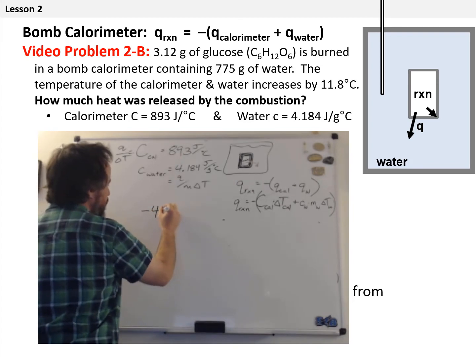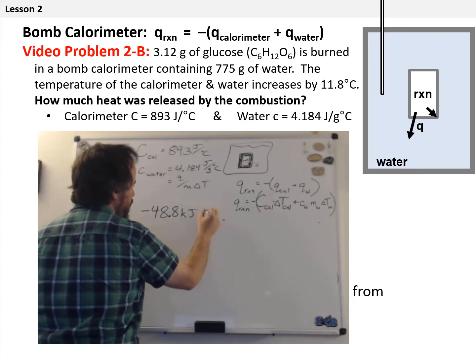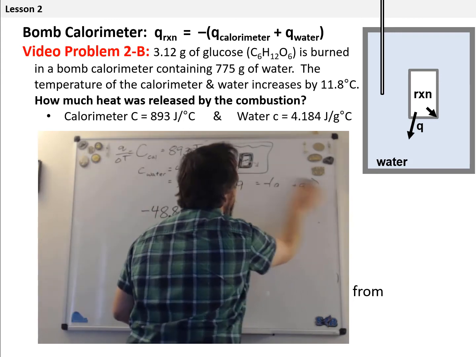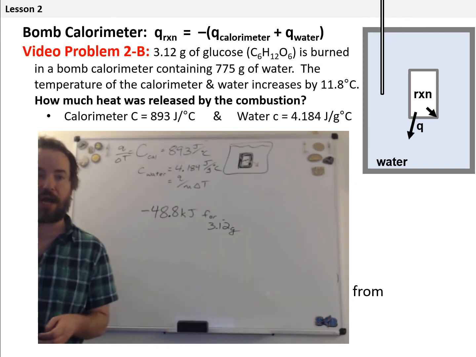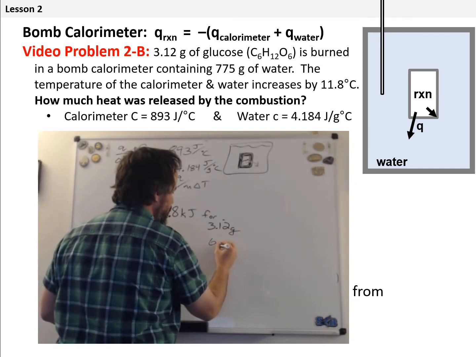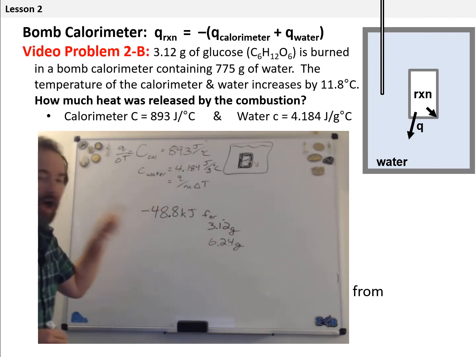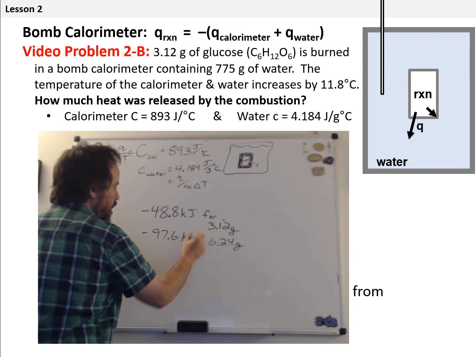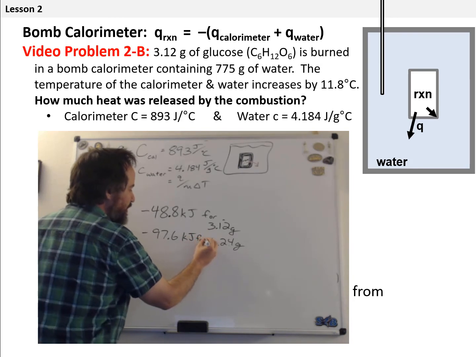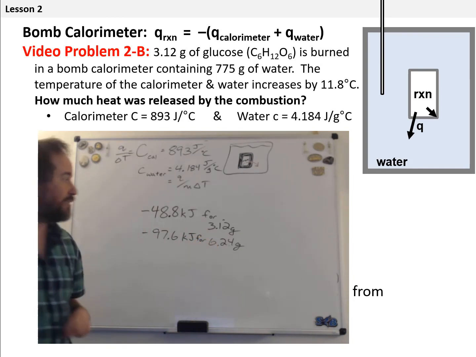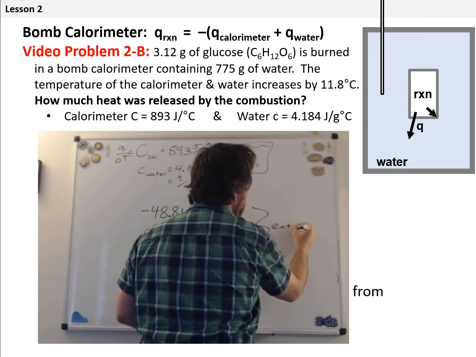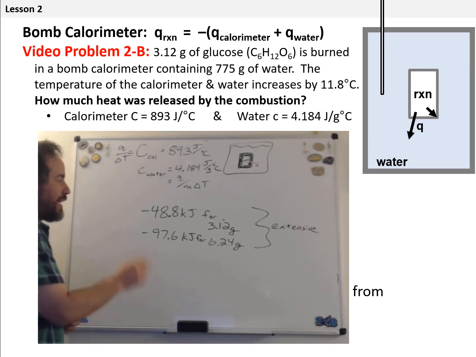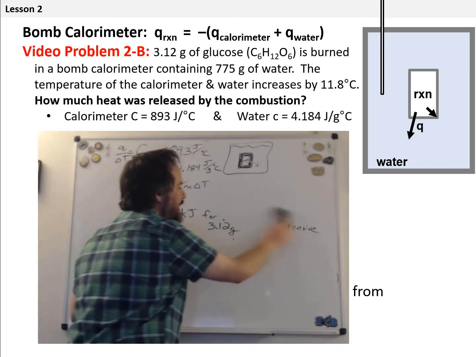3.12 grams. Well, what if instead of having 3.12 grams, what if I had 6.24 grams? Well, what would I get? I get twice the amount of heat. And so this is what we would call an extensive property. Extensive properties aren't that great. So what I can do is I'm going to go ahead and I'm going to make this intensive.